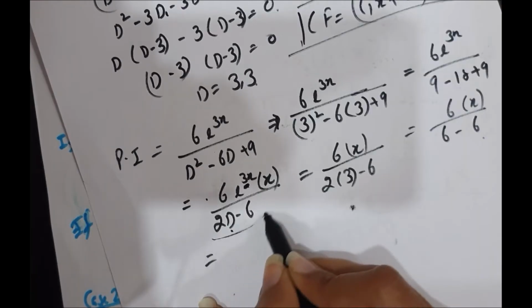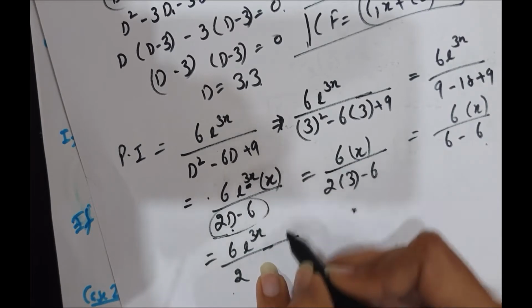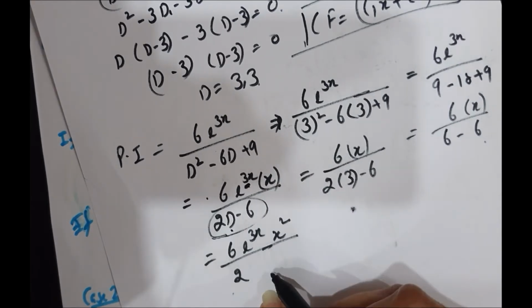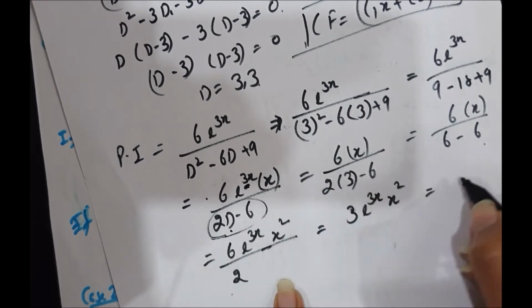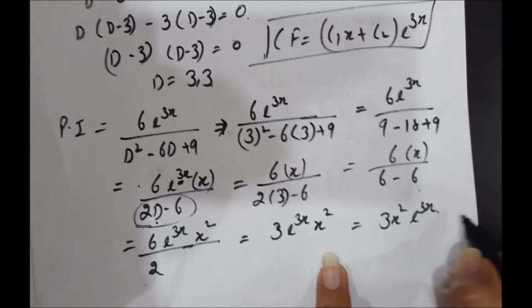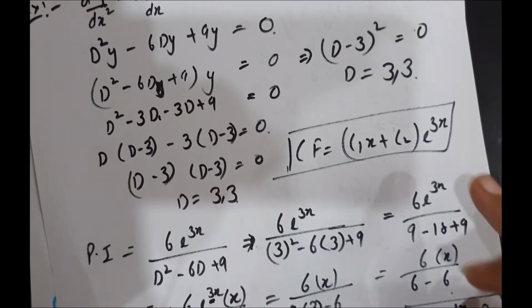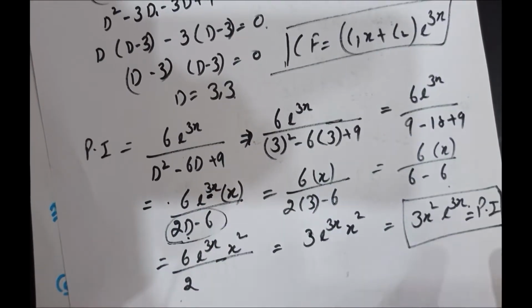So we have to differentiate it again. And in place of x, put x square because we are differentiating it the second time. Its answer comes out to be this value of the particular integral. So its complete solution is the complementary function plus the particular integral.